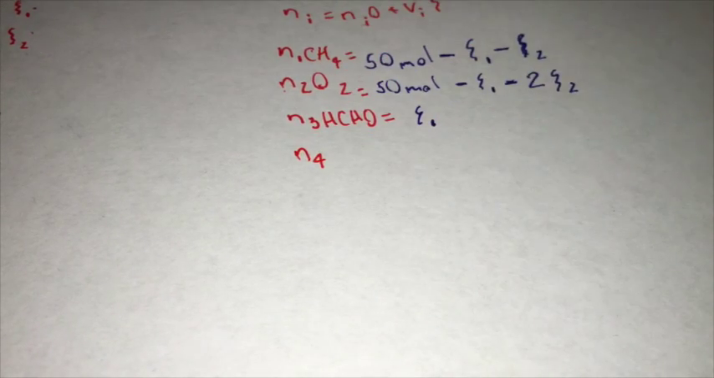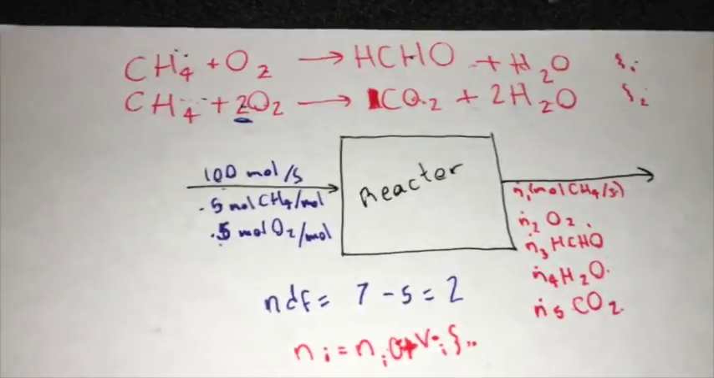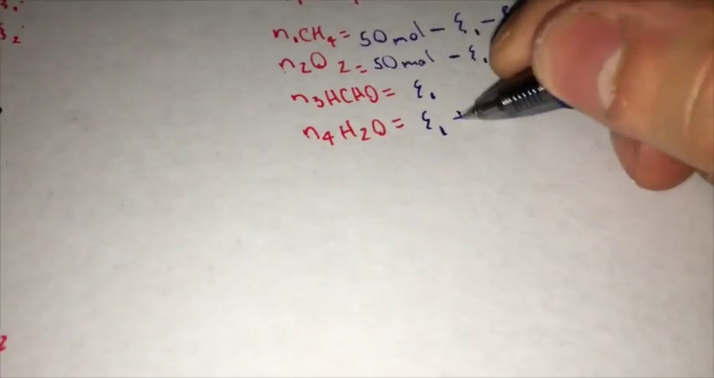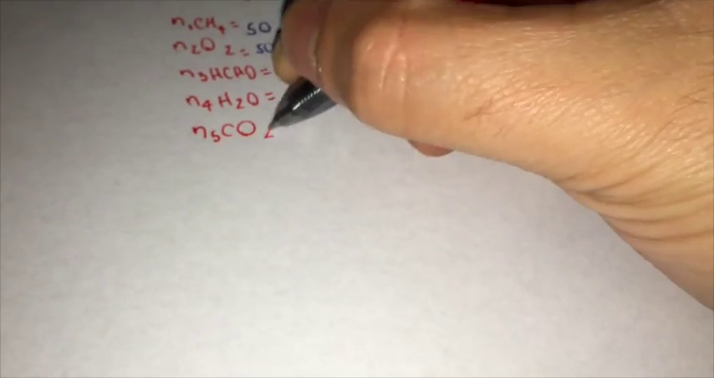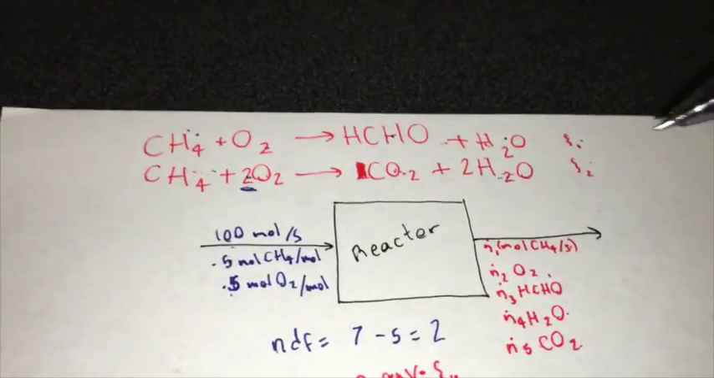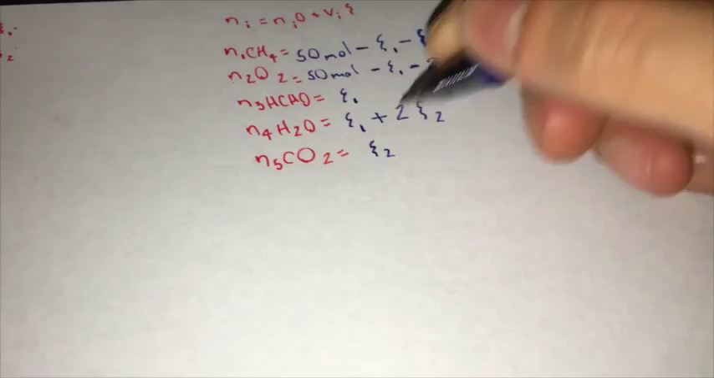N4. N4 is H2O. There's no H2O going in, so we look for H2O in our two reactions. We have one on the product side in the first, so C1, and 2 right here in our second equation, so plus 2C2. Now N5, CO2. We don't have any CO2 going in, so we go to the equations, and there's only one CO2, at C2. So our equation is just C2.